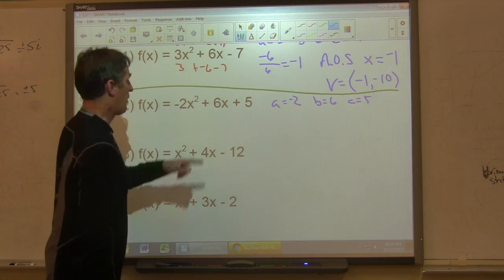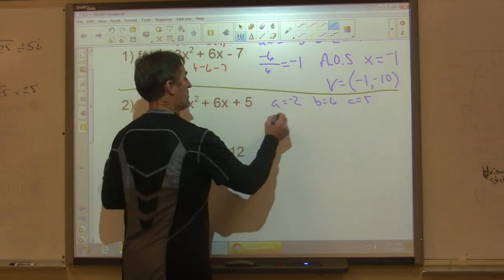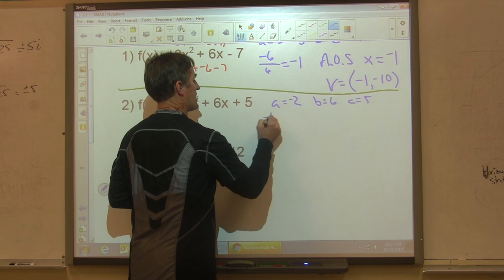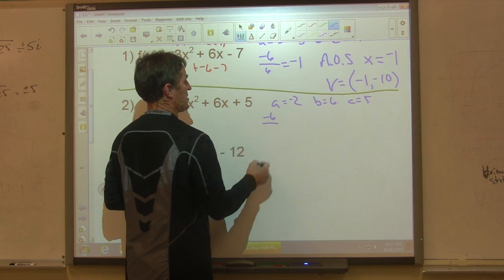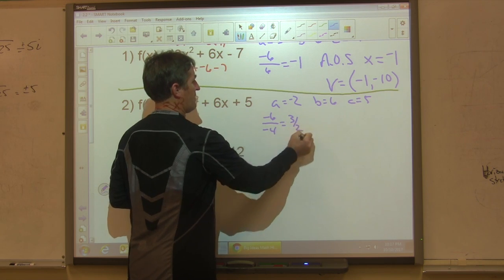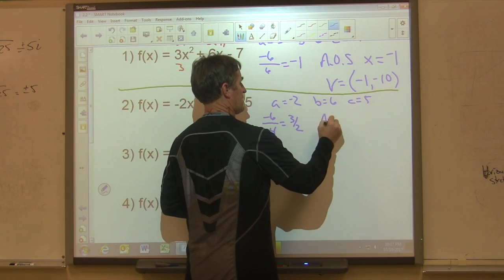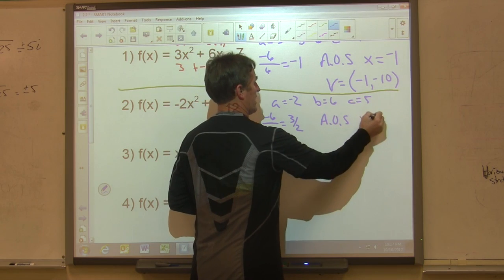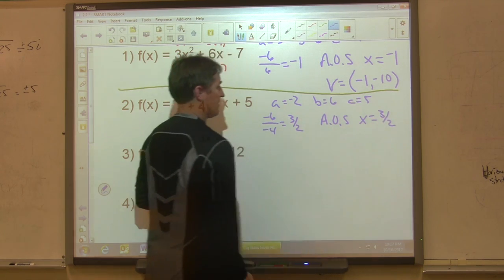Okay? Now we plug it in. So this would be the opposite of B, which is negative 6, divided by 2 times 2, which is negative 4. And so we get 3 halves. And so our axis of symmetry is x equals 3 halves.